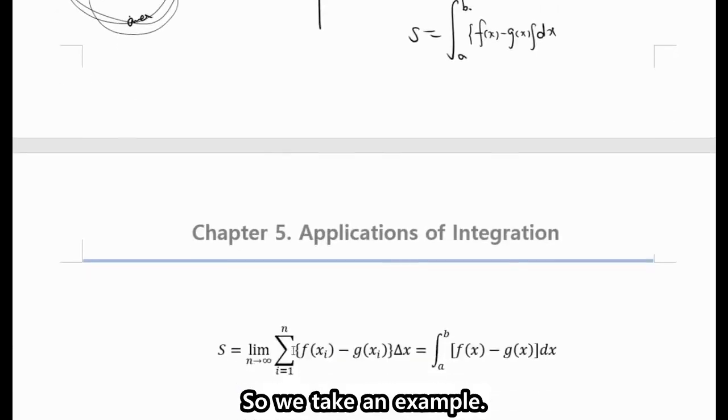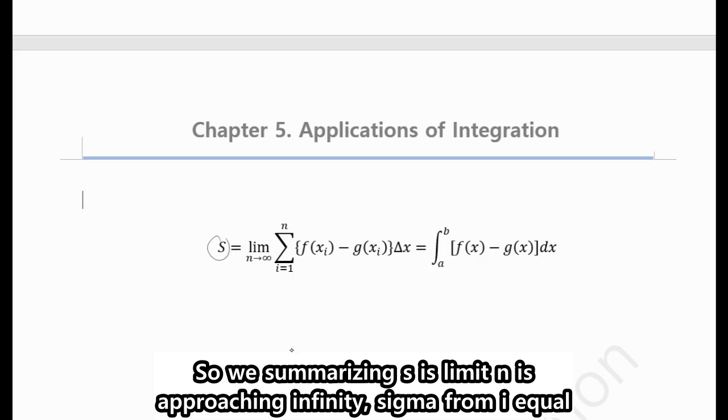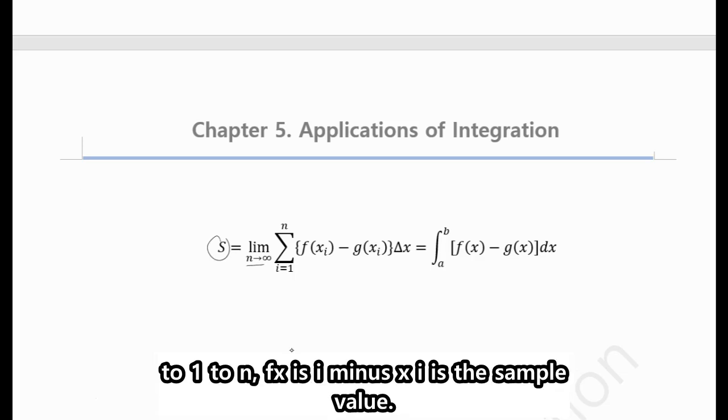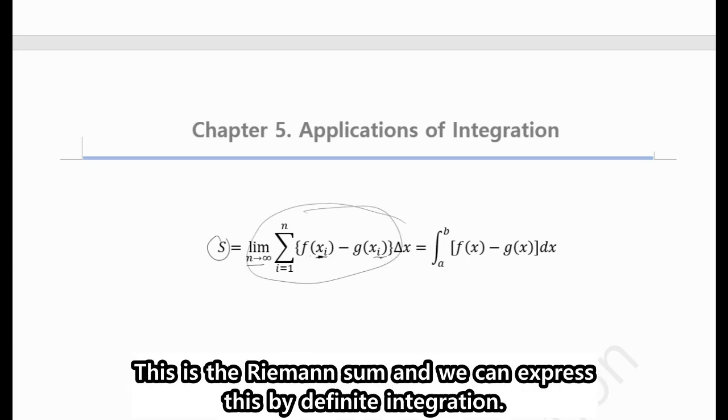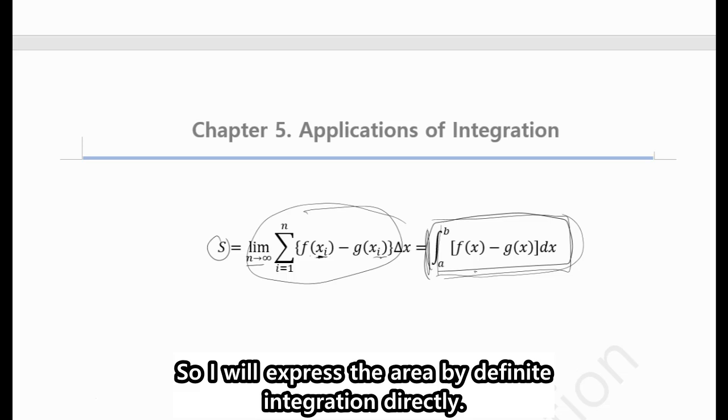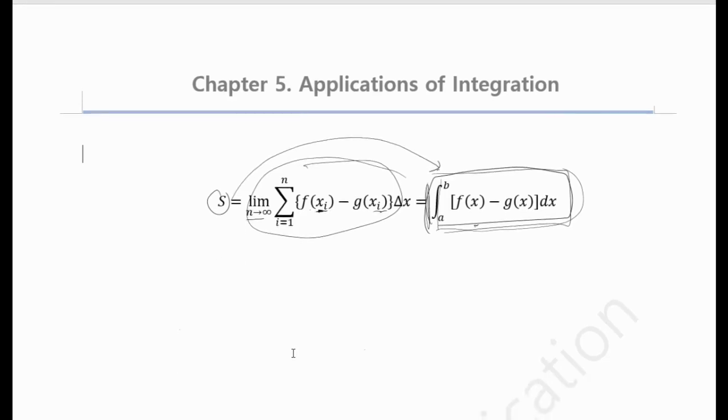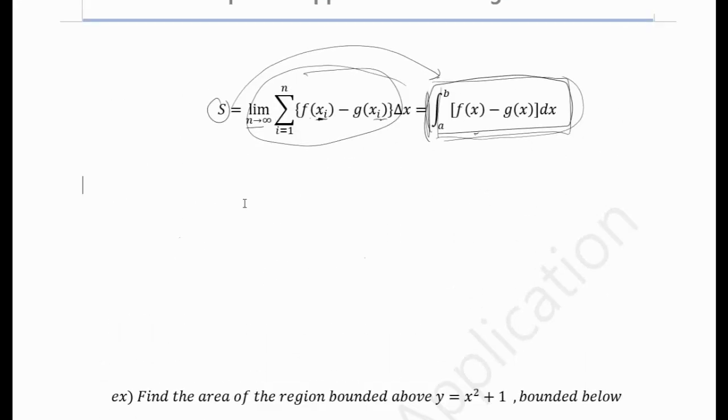So we take an example. Summarizing, A is the limit as n approaches infinity of the sum from i equals 1 to n of f(xi) minus g(xi) times delta x, where xi is the sample value. This is the Riemann sum, and we can express this by a definite integral. So I will express the area by a definite integral directly. So we take an example.